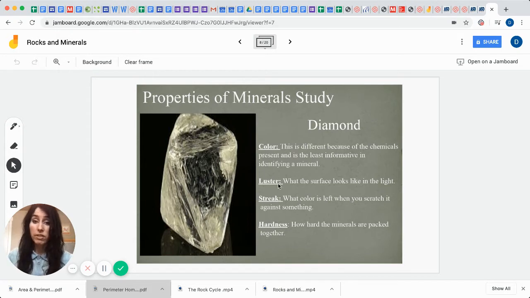Also, based off of its luster, it will be more valuable or not. If it has a surface that looks a certain way in light, its value is higher. Also, streaks, what color is left when you scratch it against something, will determine, I guess, the rarity of that diamond. And then hardness, how hard the minerals that are packed together are. So, something to be aware of.